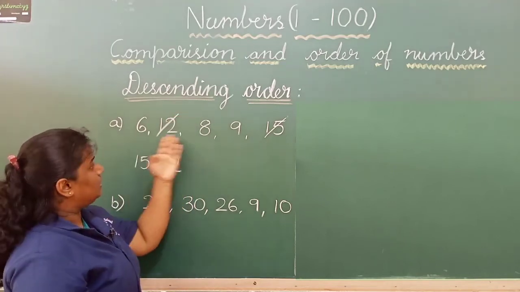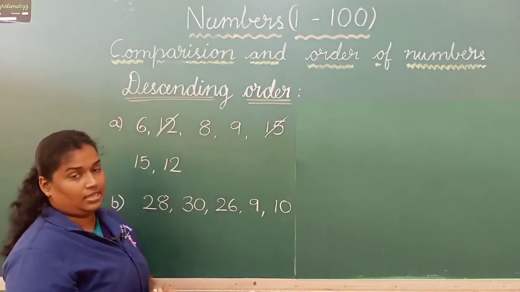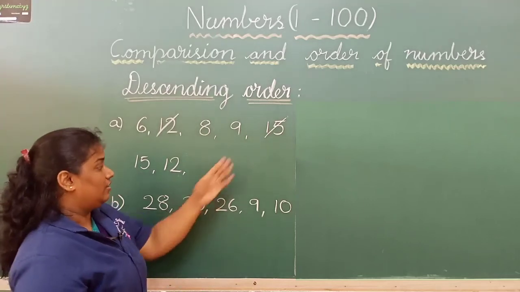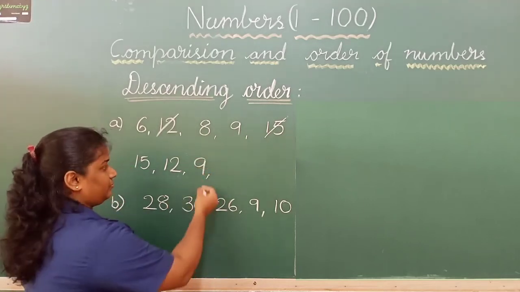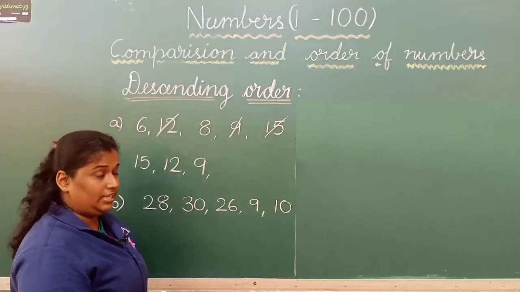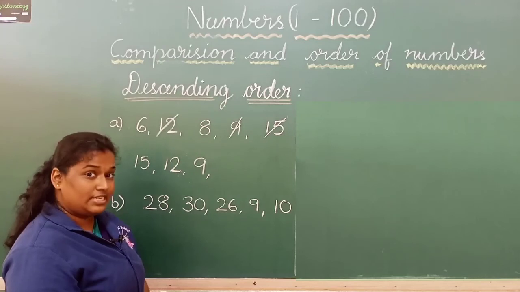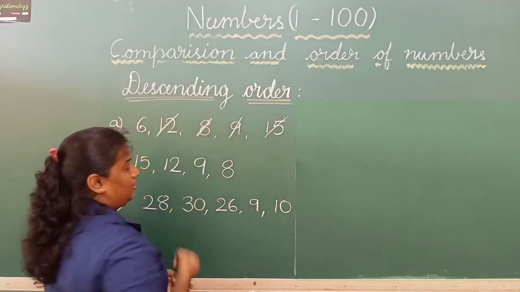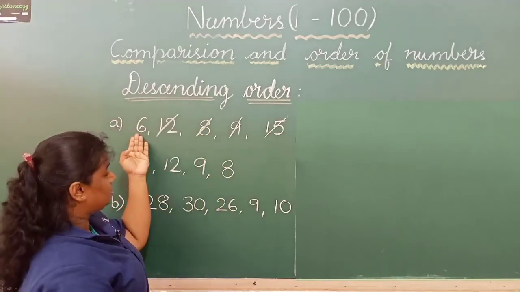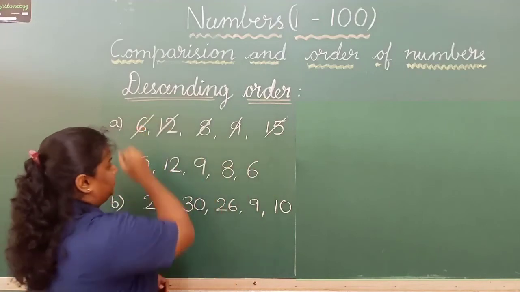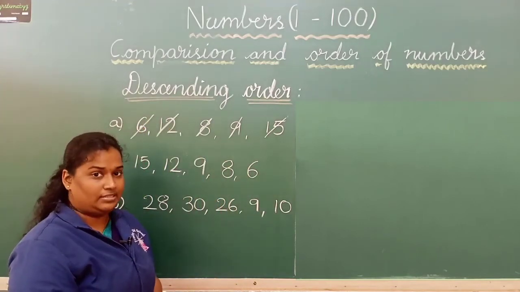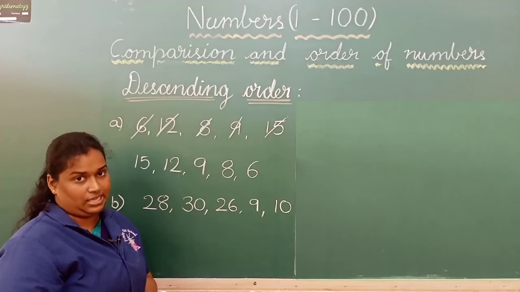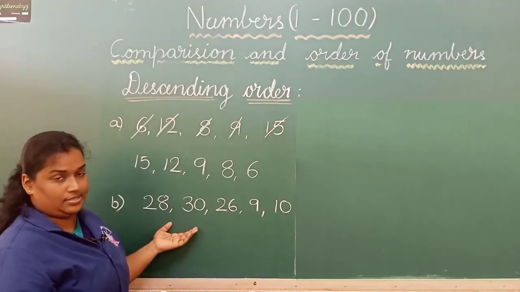Now we have 6, 8, 9. Among these three, tell me which number I should write next? Very good. 9 is the next greater number. After 9, among 6 and 8, which is the next greater number? Exactly, 8 is the next greater number. And at last we have the smallest number, 6. This is how we write numbers in descending order when 2-digit and 1-digit numbers are given. Similarly, let us solve this question.